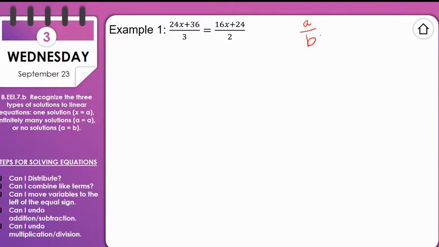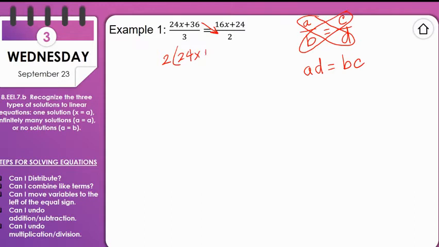If I have A over B equal to C over D, their cross products are equal. So A times D is equal to B times C. So here, I want to multiply 2 times 24x plus 36 and set it equal to 3 times 16x plus 24.